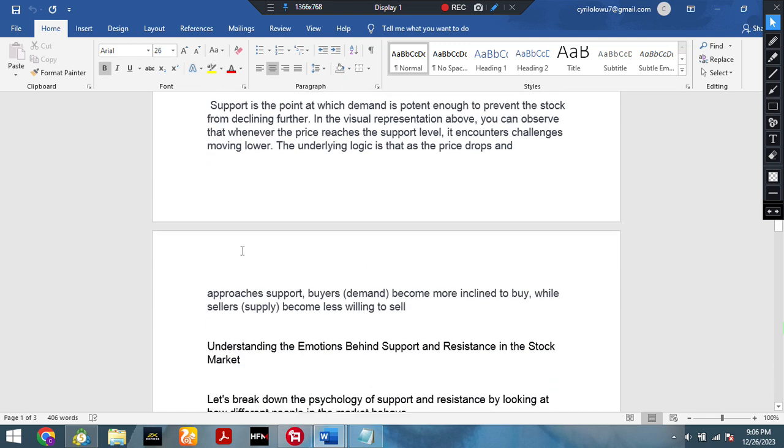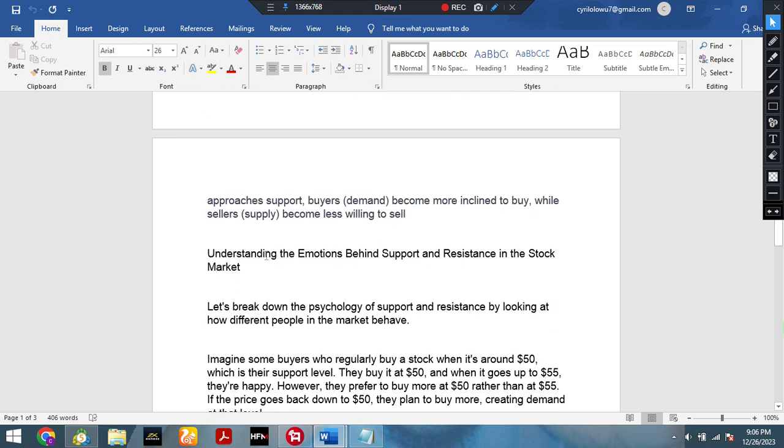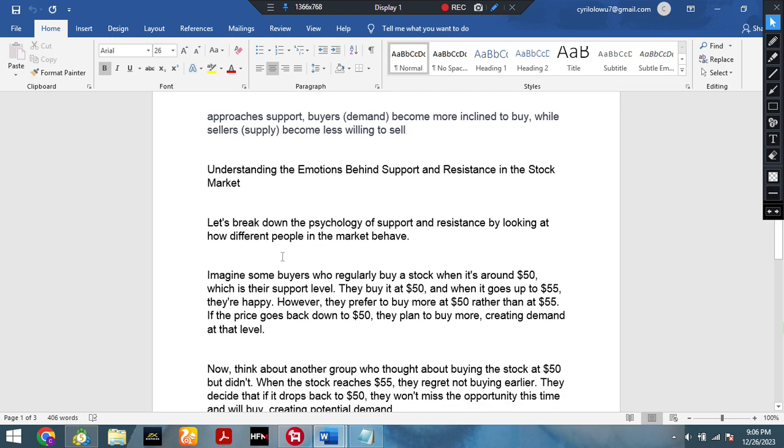So now, understanding the emotions or psychology behind support and resistance in the stock market. Let's break down the psychology of support and resistance by looking at how different people in the market behave. Imagine some buyers who regularly buy a stock when it is around $50. When the price is around $50, that is when they will want to buy, which is their support level.